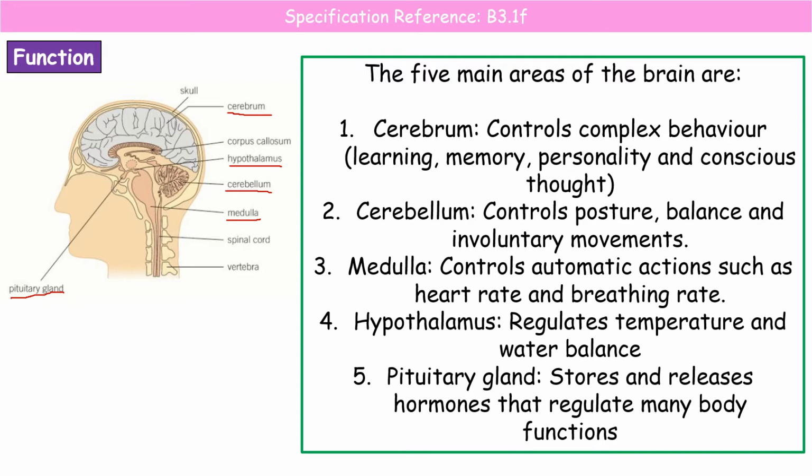We then need to know what they do. So the cerebrum is all about complex behaviour. So learning, memory, conscious thought, personality, all of that comes under your cerebrum. The cerebellum is all about posture and balance and some of these involuntary movements that we have. The medulla is your automatic actions, heart rate, breathing rate. Hypothalamus is the regulation zone for our temperature and our water balance. And the pituitary gland, that's a store of our hormones, and it will release them as and when they're needed.